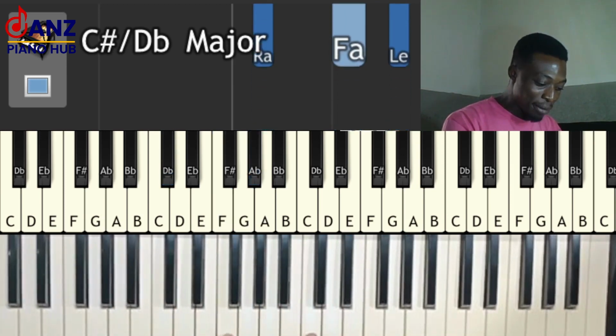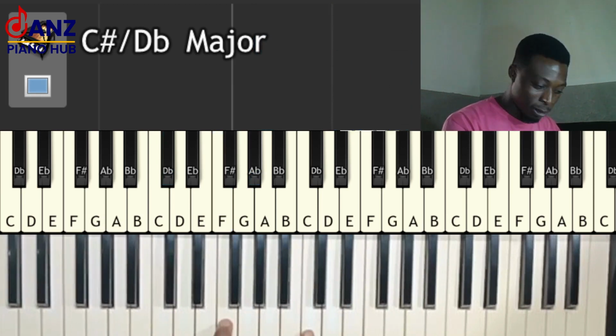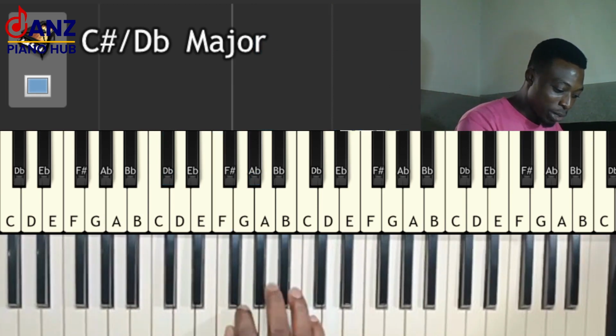Let's build the F chord. For example, F major chord. So the same formula, we get our scale.